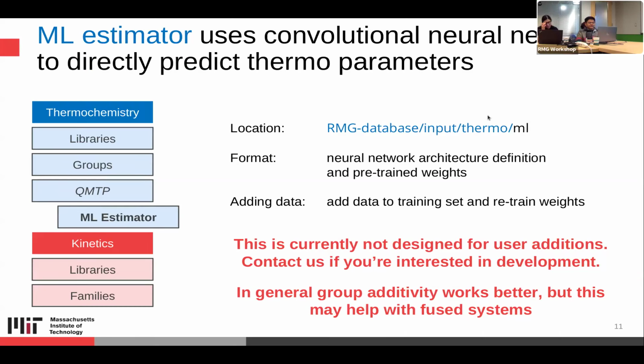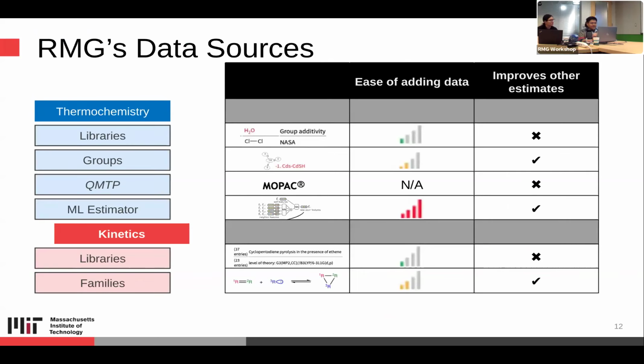For this, we've trained an ML estimator to directly predict thermal properties, but it's currently not in RMG for this latest version. It's also not designed for users to develop on. If you want to develop more on this, then please let us know and we can maybe work together. In general, we suggest using group additivity. ML estimation really is mainly used for a few systems. So that's mainly it for thermochemistry.